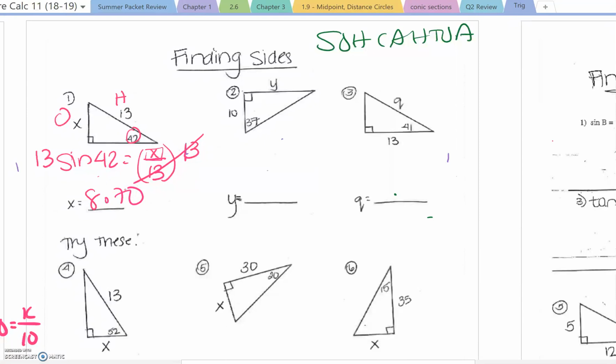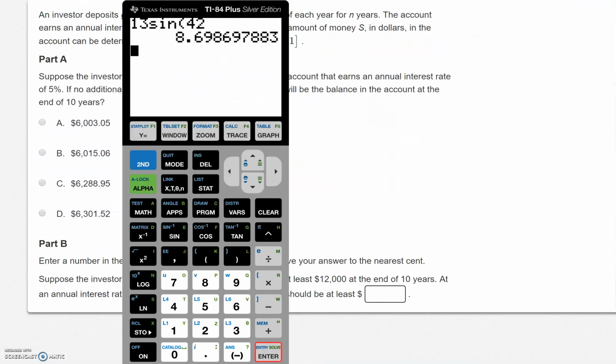Okay. Number 2, this is your reference angle. Here is the opposite. Here is the adjacent. That means you have tangent. Tan 37 equals opposite over adjacent. Solve for y, so multiply by 10 becomes 1, multiply by 10. Just put this in the calculator, 10 tangent of 37. So 7.5554.